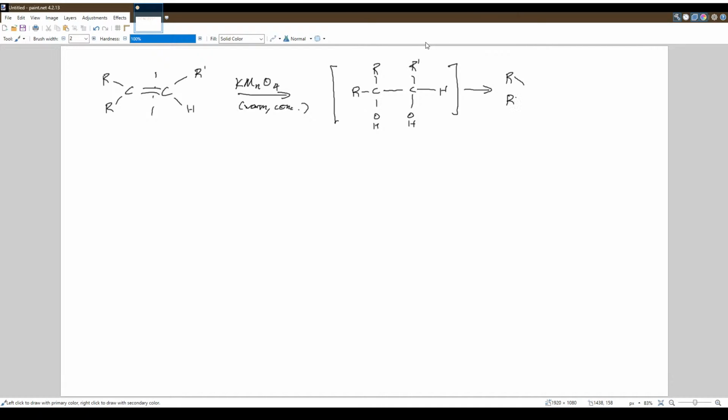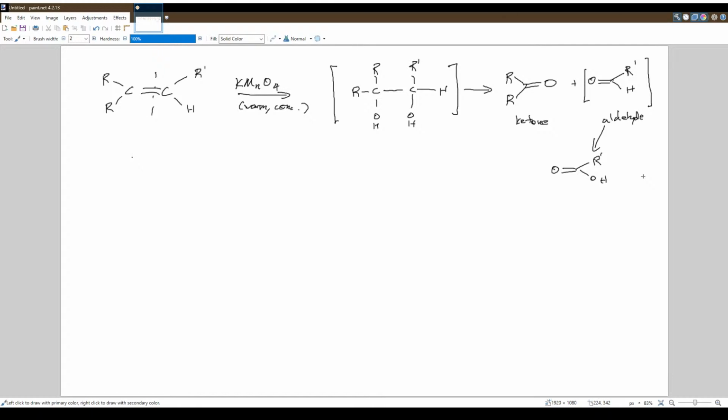And we end up with this structure plus, what do we have here? We have a ketone and we have an aldehyde. Thing is, this aldehyde is quite unstable, and in the permanganate we're gonna oxidize it again to get a carboxylic acid. Okay, pretty simple.